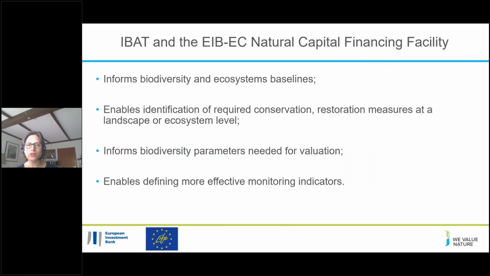Now, I just want to also explain how we use IBAT in our natural capital financing facility, which is a facility that we have established with the European Commission, and it's a risk-sharing instrument to actually develop natural capital financing projects and crowd in private sector for those investments.